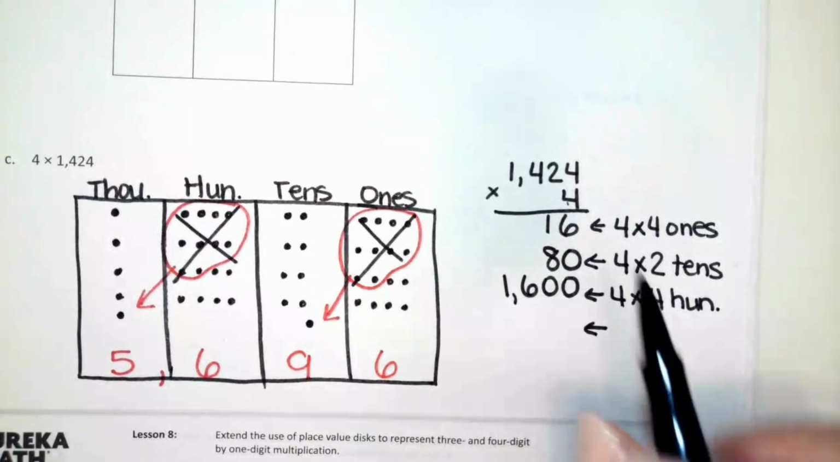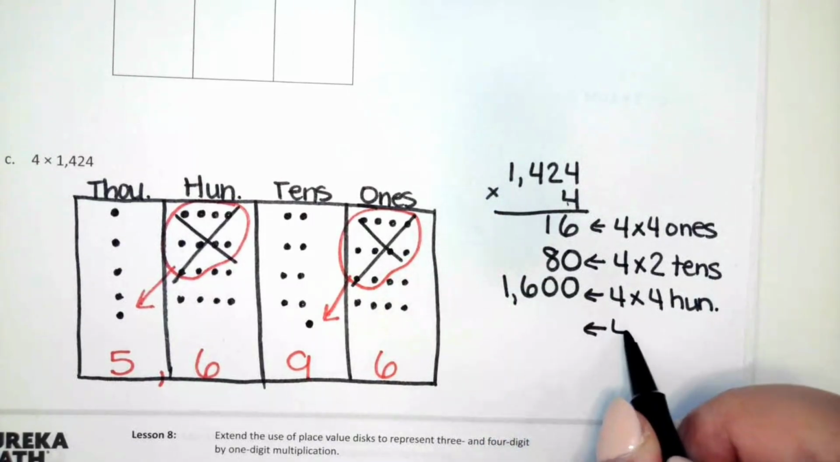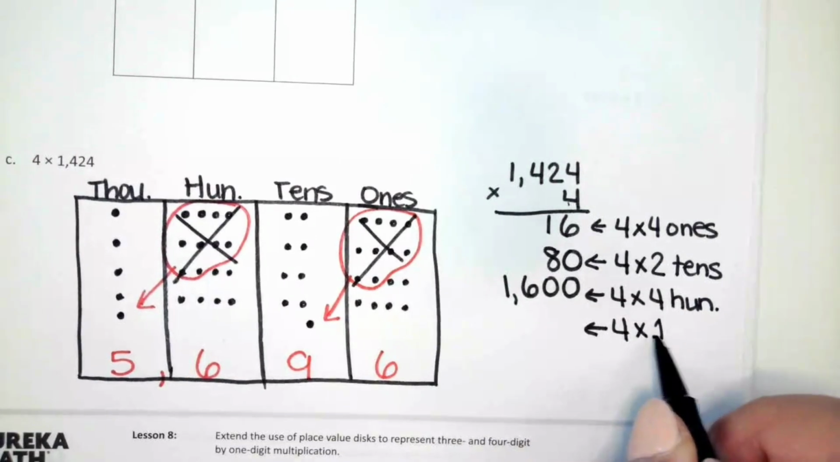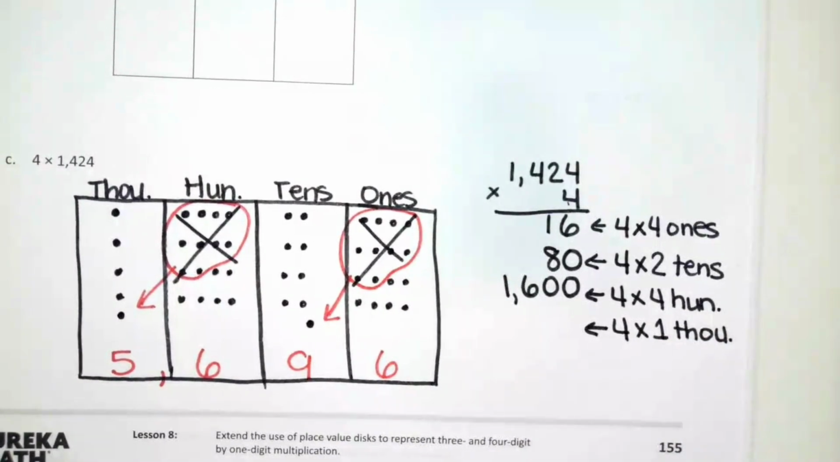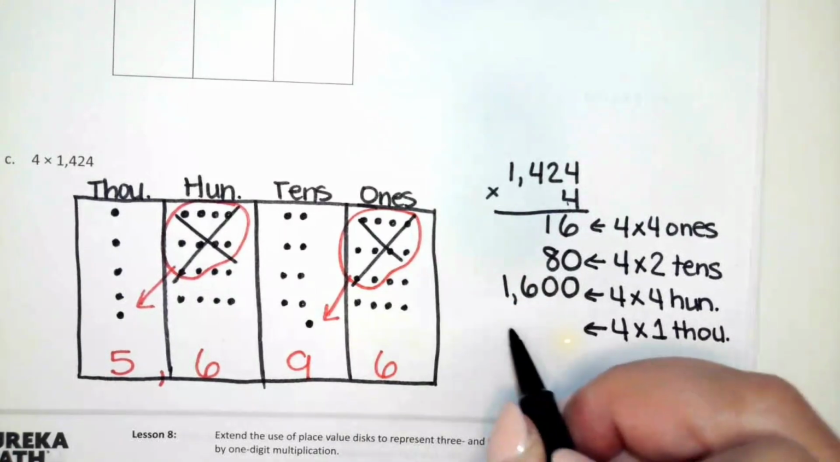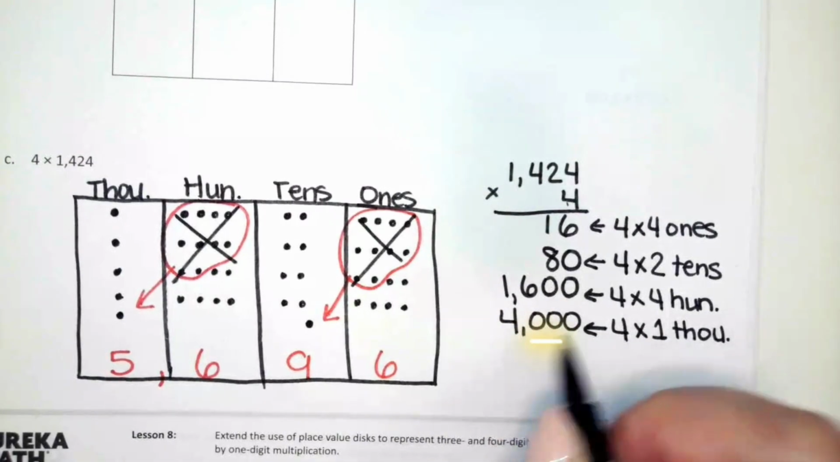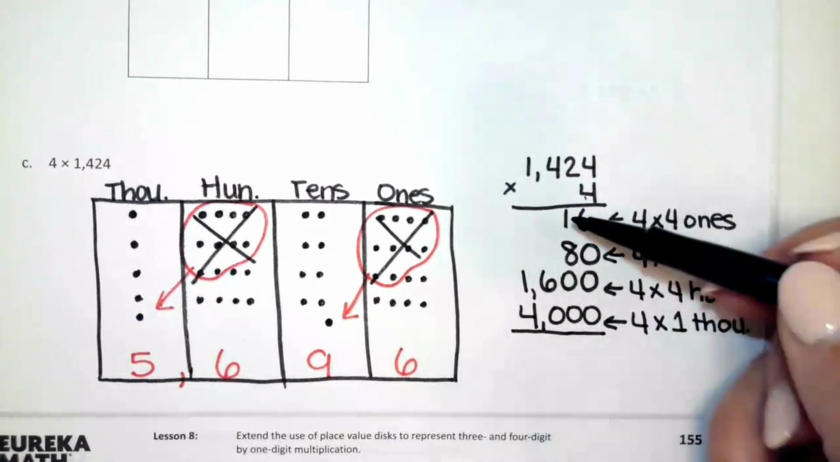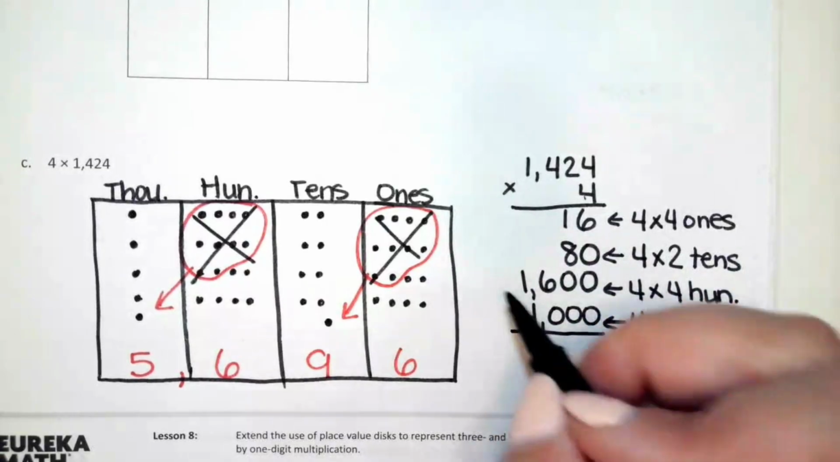Okay, our next step is 4 times the thousands digit. So 4 times 1,000. What's 4 times 1,000 equal? Did you say 4,000? That's good. Make sure all your place value columns are lined up neatly so you can add.